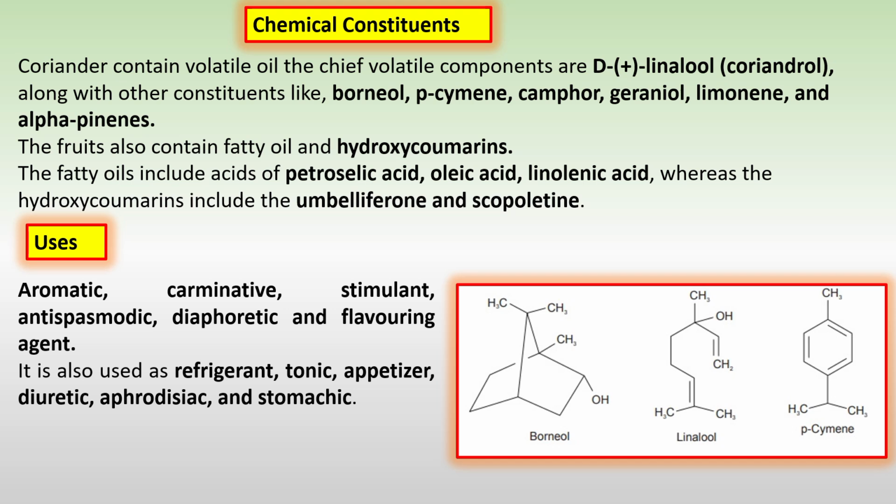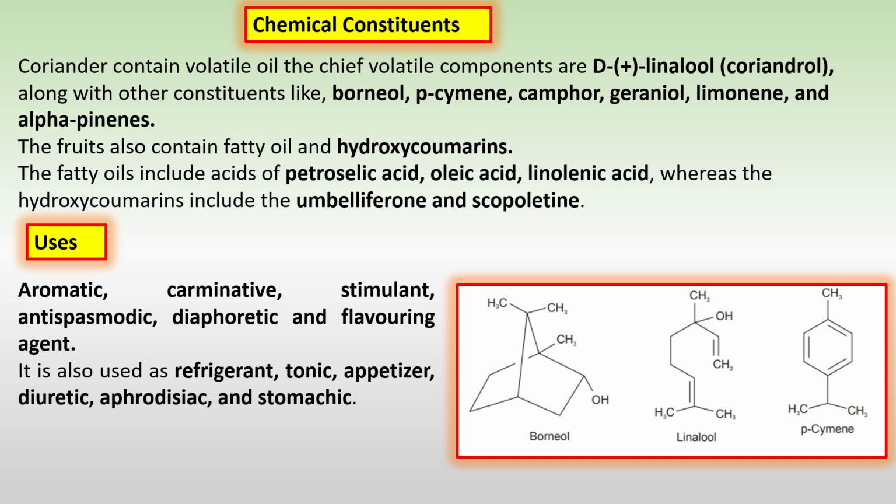Tonic, appetizer, it gives appetite. Diuretic, I have explained, you know very well, it increases the urine outflow. Aphrodisiac, not diaphoretic which we have told. This is aphrodisiac, which gives an interesting sexual mood. Diaphoretic increases sweating. And stomach pains due to increased peristaltic movement or any infections or any type of food intake can also be solved by means of this coriander.